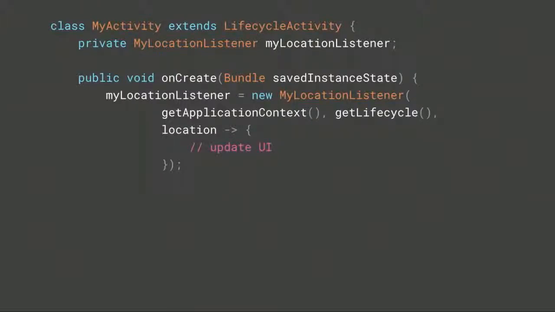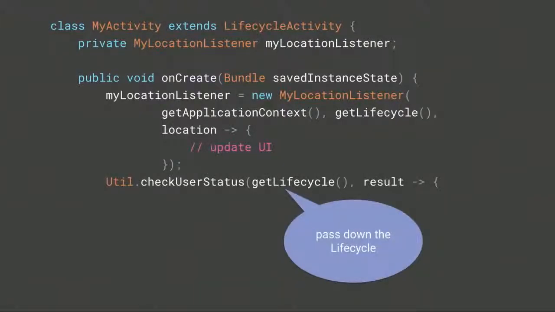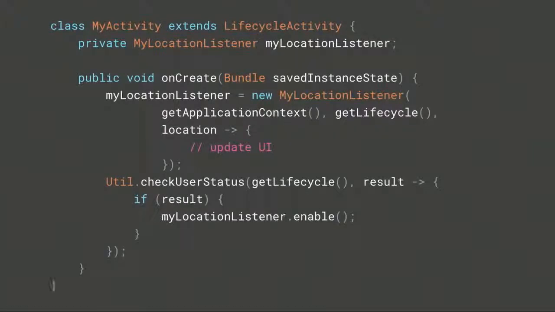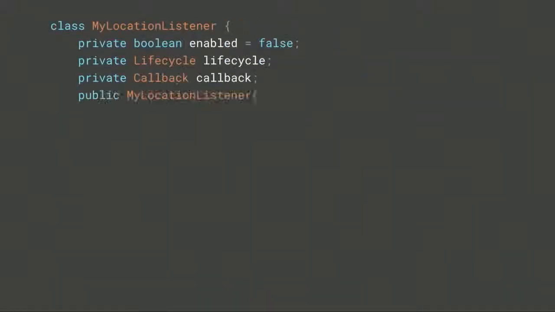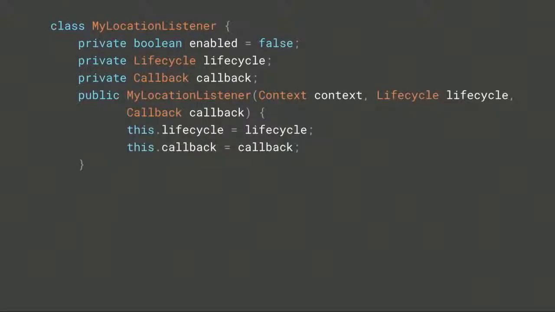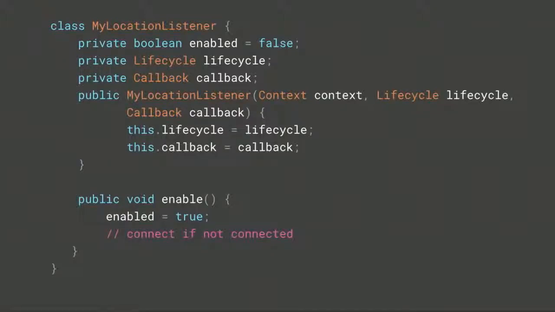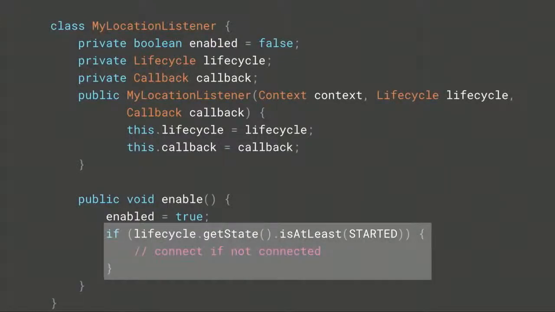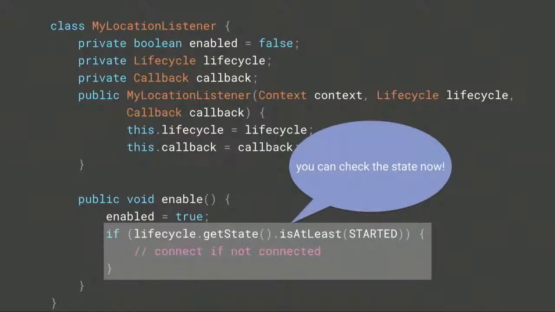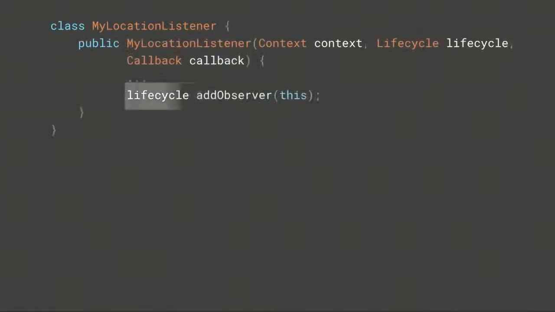So how can we change our location listener to take advantage of this lifecycle? We do the same thing for the user status as well. OK. So there's some boilerplate code here to get the fields. It doesn't really matter. But we have this enable method, which gets called if the user is enrolled. Inside this enable method, now we want to start listening to location only if the activity is started. Now you can do this. You can say, what is my current state, which is amazing. We didn't have this API until now. But now you can. So OK, that was a simple change.